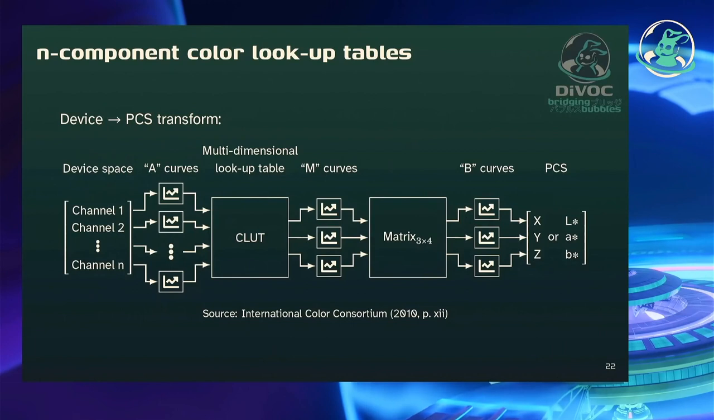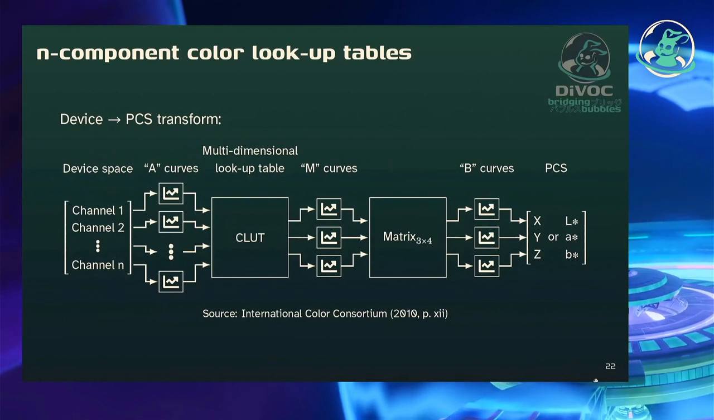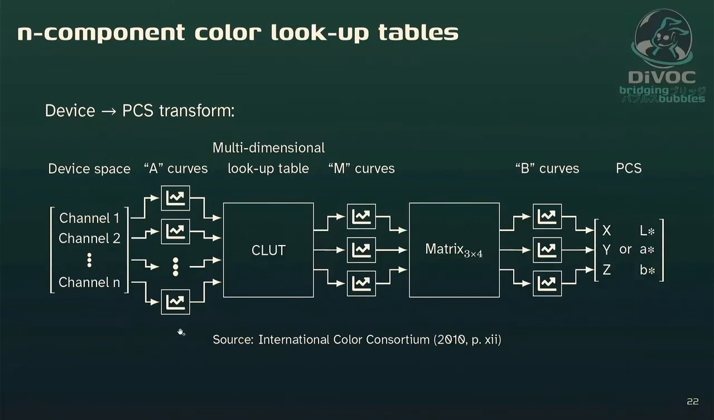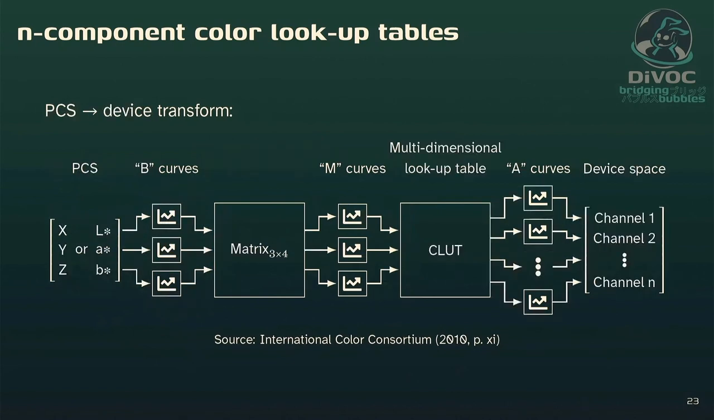And this is what it looks like when you transform with color lookup table from device to PCS. You start from the device space. You linearize with the set of A curves, there is one for each channel. The lookup table takes the n channels and outputs a set of fixed three channel values. You apply M, the matrix plus the offset, you apply B, and finally you end up in the PCS. To go from the PCS to the device, you need to reverse the direction of the transformation and apply the inverse curves, inverse matrix, inverse curves, invert the color lookup table, and finally you end up in the device space after applying A.